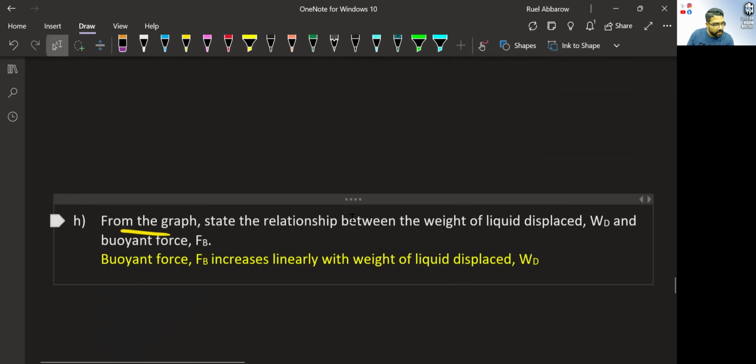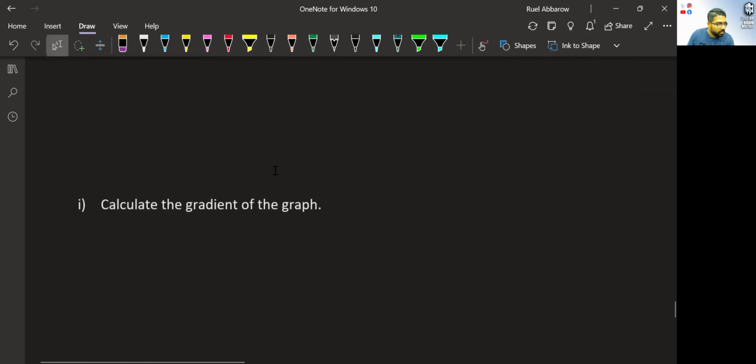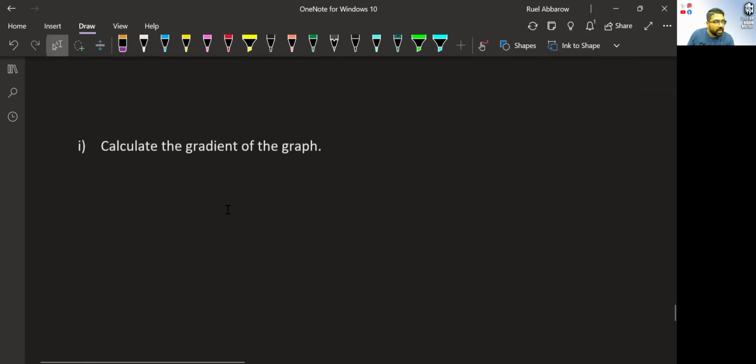Now, this particular question, there is an interesting thing here. Calculate the gradient of the graph. For this particular question, this is important because from our understanding, buoyant force is equal to weight of liquid displaced. Actually, this is the actual relationship. It is equal. It is not just directly proportional. It is in fact equal.